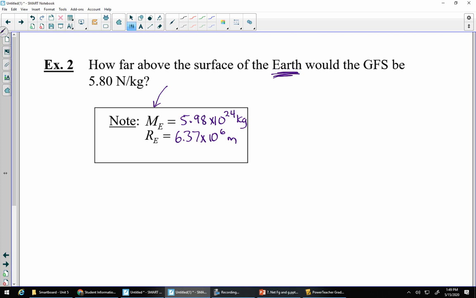Now you might be thinking to yourself, well, why is it asking us for how far above the surface? Isn't that got something to do with the radius? You're absolutely right. I think a diagram will help us out with this.